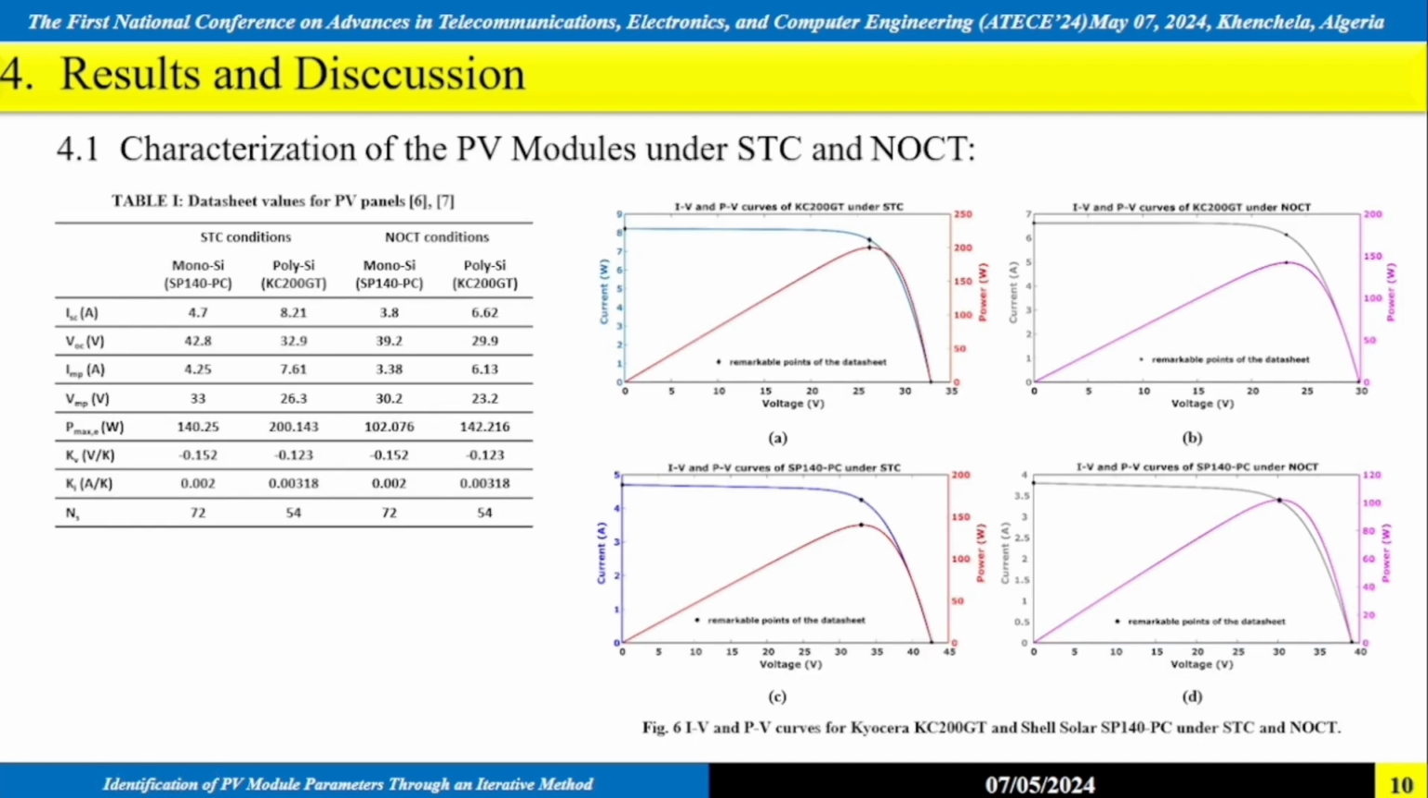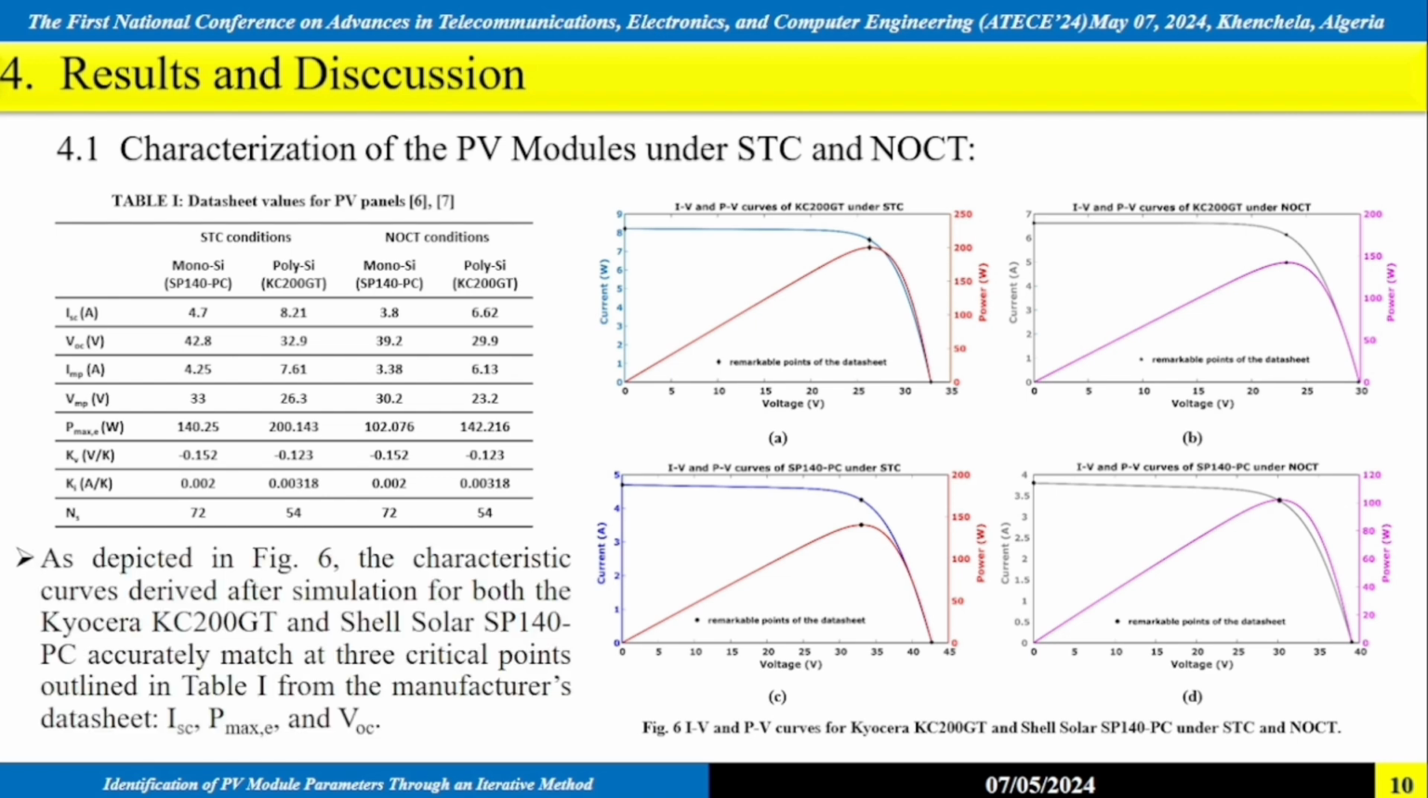So after plotting the first results, I-V and P-V curves for both PV panels under STC and NOCT conditions, and comparing these plots at three critical or remarkable points from the datasheet, we can see that the characteristic curves derived from this simulation of both PV panels accurately match at the three critical points outlined in Table 1 given by the manufacturer. And here we're talking about the short circuit current, maximum power, experimental power, and the open circuit voltage.